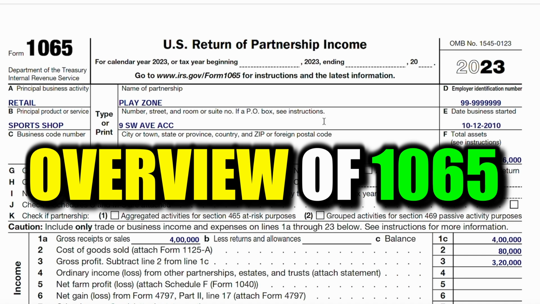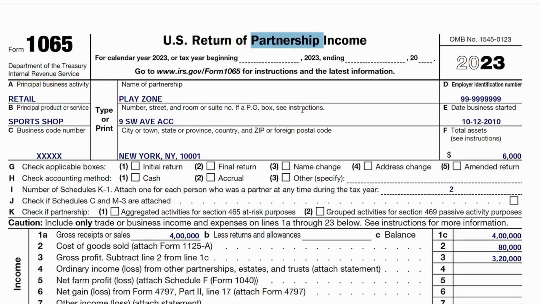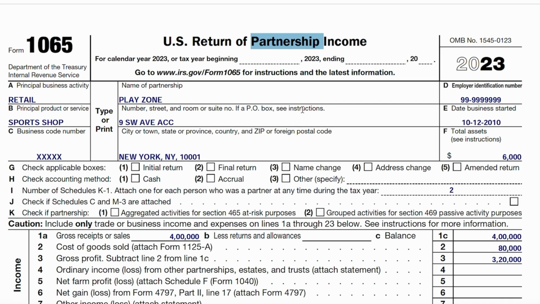But before I start talking about Form 1065, it is important for you to understand what a partnership actually is. When two or more people come together to start a business, that is called a partnership. Whatever income or loss the partnership generates, those people will divide it between themselves based on an agreement. So it could be 50-50, it could be 20-80, based on whatever agreement they have decided, they can share that income or loss between themselves.